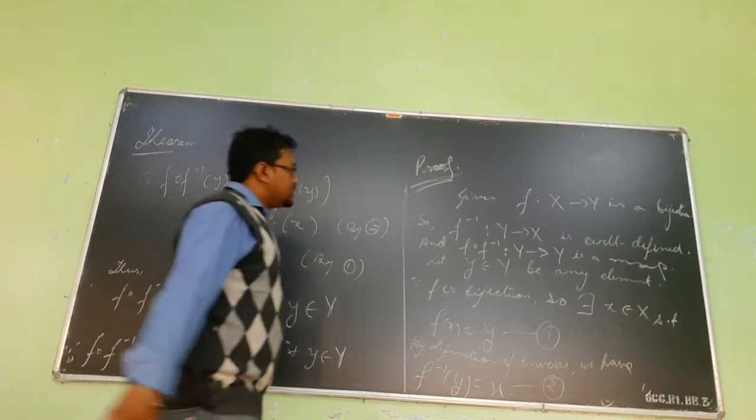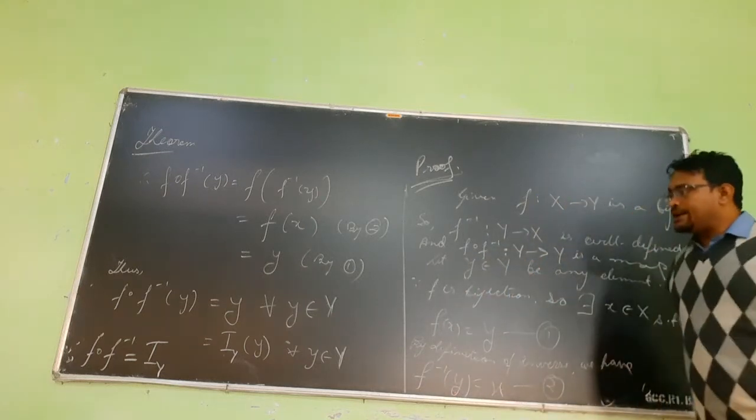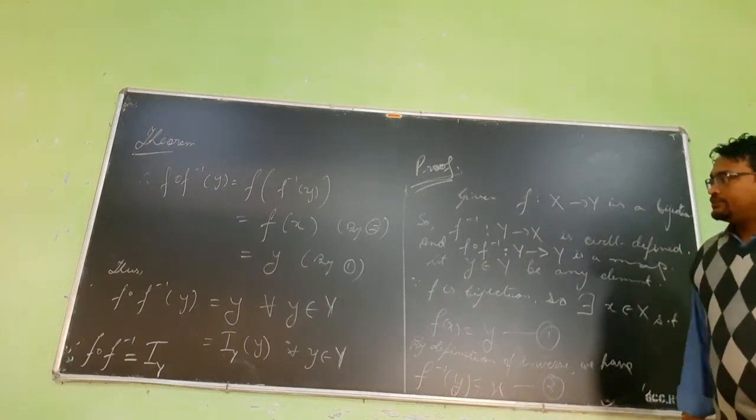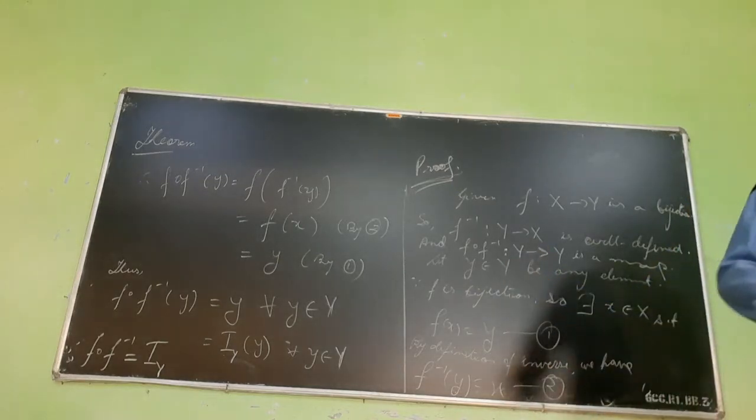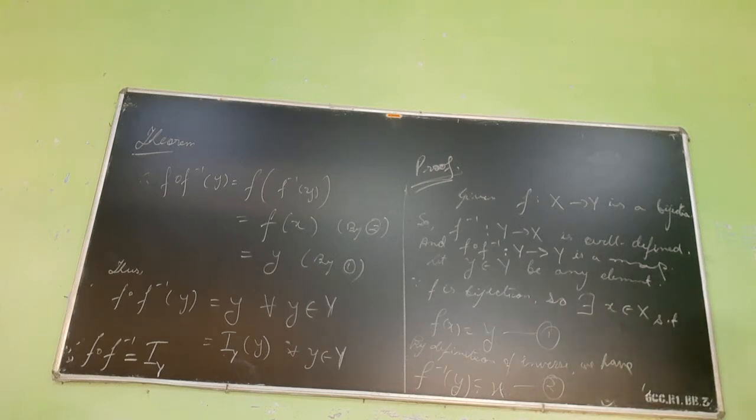So yes. Next, I have to show that. Very simple. You start with an arbitrary element of y and show that f o f inverse of that element is actually y. So it's just the identity. f o f inverse takes the element y to itself. This is why this is identity.